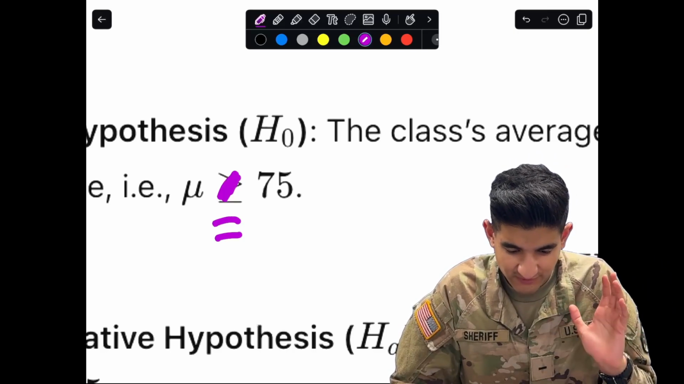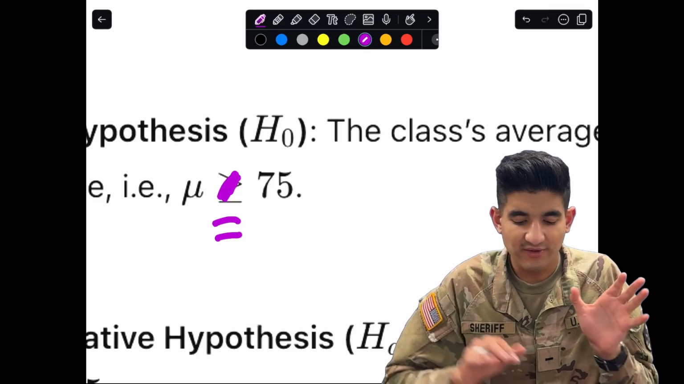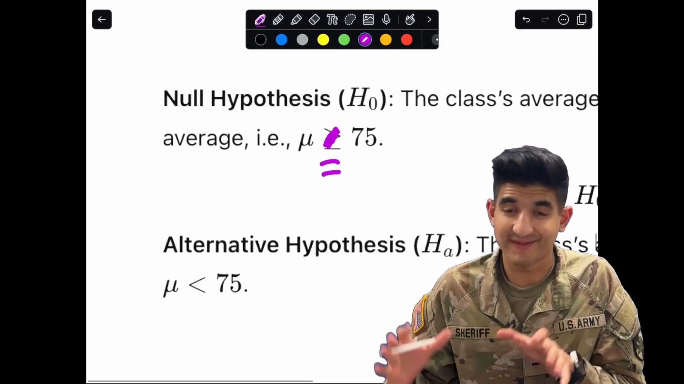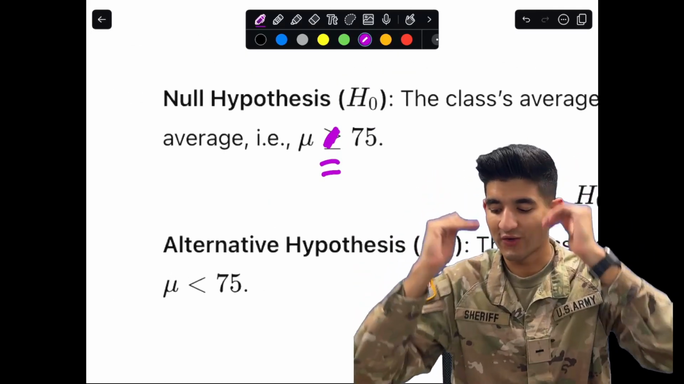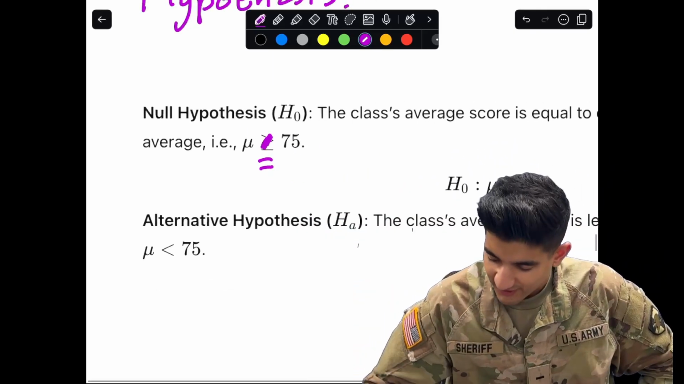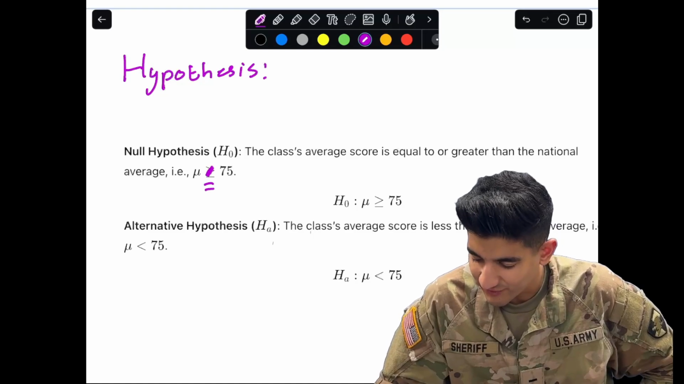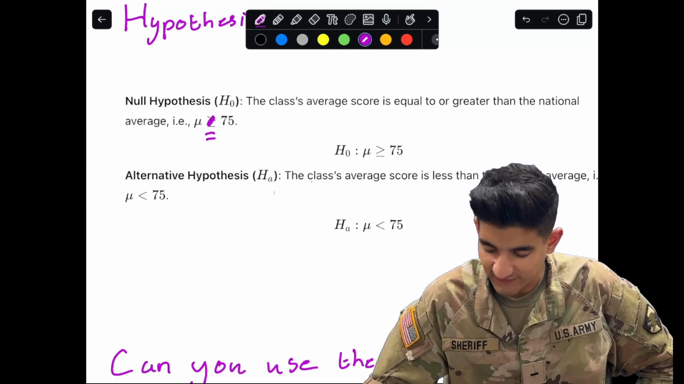So if you want to use equal to there, let's stick with equal to, because we either want to see if it's equal to the mean or if it is less than the mean. And really, that's why we're doing the one-sided test. So equal to or less than. Ignore the greater than. We're not worrying about the greater than side. So the alternative hypothesis, I don't remember if I said it, is the class's average score is less than the national average. Mu is less than 75.